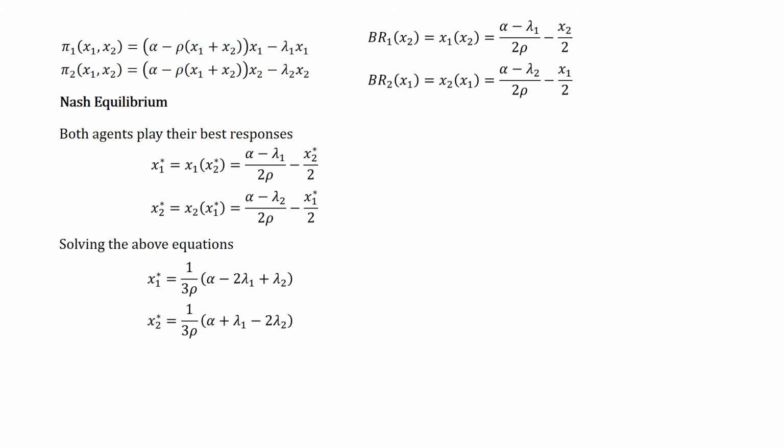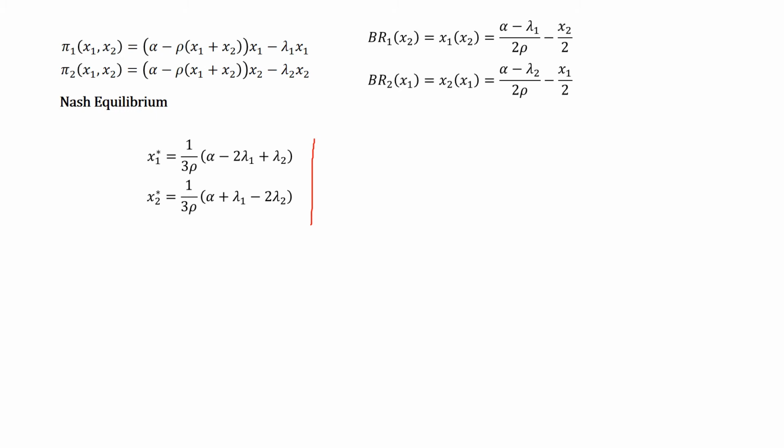Solving these two expressions simultaneously, we get the values of x1 star and x2 star at the Nash equilibrium, the continuous Nash equilibrium of this Cournot duopoly game. So these are the expressions for the Nash equilibrium actions. Now let's try to look at Nash equilibrium graphically.